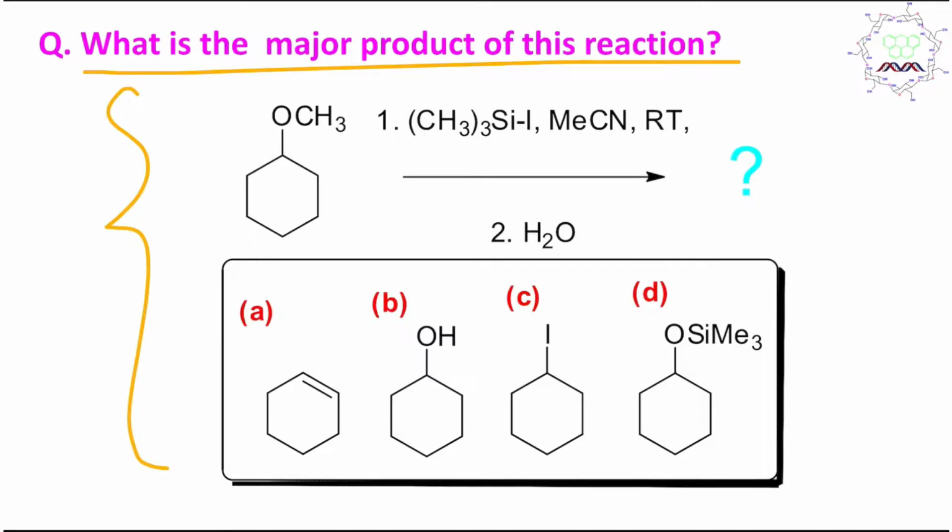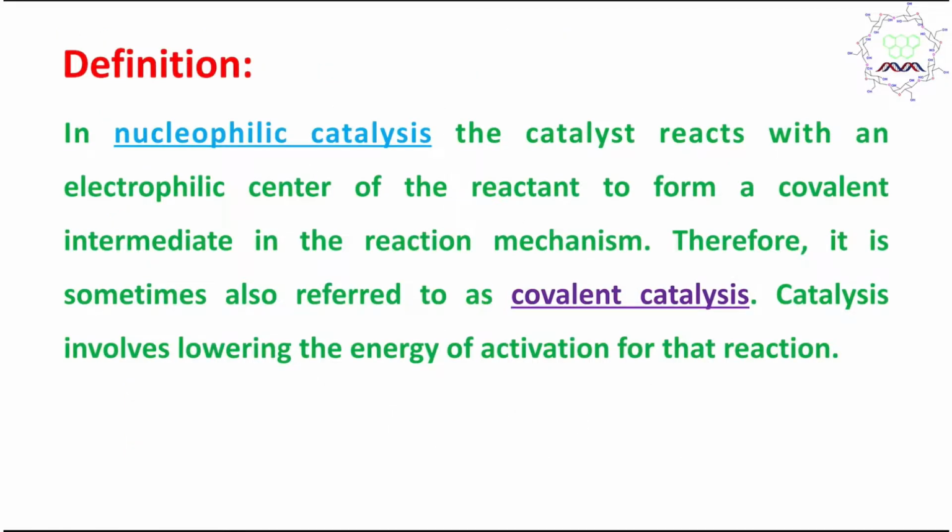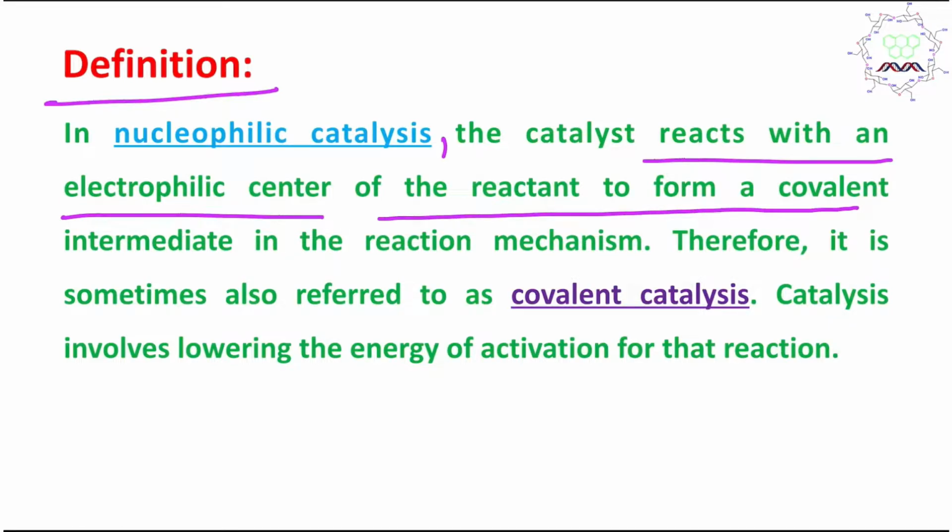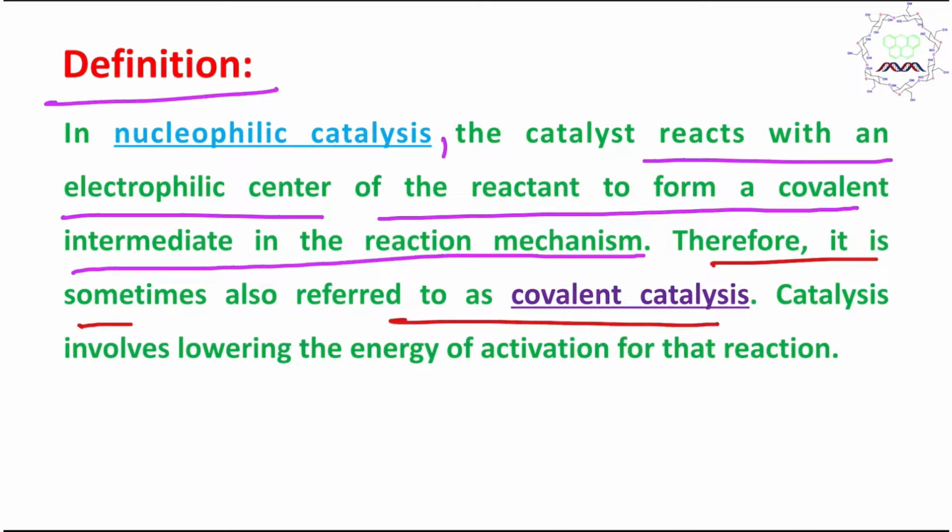Now let's go back to our main topic. What is actually nucleophilic catalyst or nucleophilic catalysis? Means the definition. In nucleophilic catalysis, the catalyst reacts with an electrophilic center of the reactant to form a covalent intermediate in the reaction mechanism during the reaction. I shall explain everything after some time. So therefore it is sometimes called a covalent catalyst. Why? Because a covalent bond was formed.